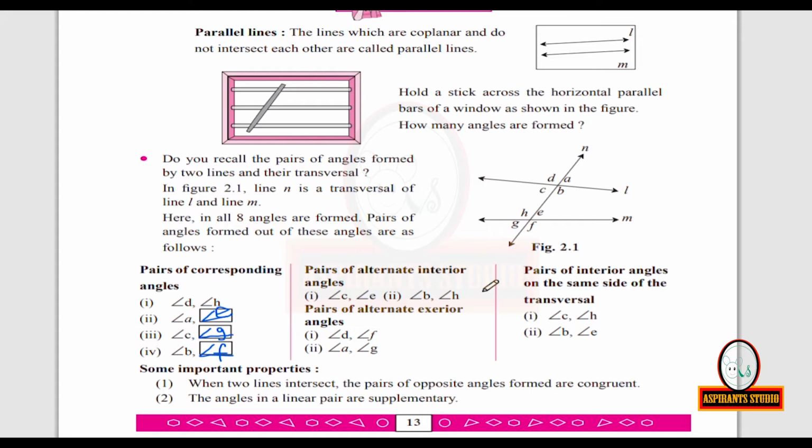Now, pairs of interior angles on the same side of the transversal, angle C and angle H, and angle B and angle E. Some important properties. When two lines intersect, the pairs of opposite angles formed are congruent. The angles in a linear pair are supplementary. The sum of the measures of the angles in a straight line will be 180 degrees. So the angles in a linear pair are supplementary.